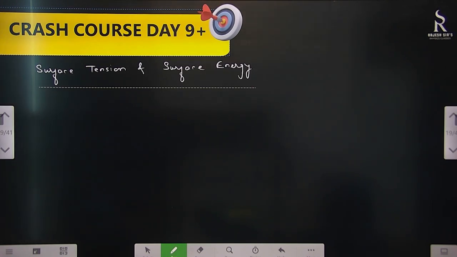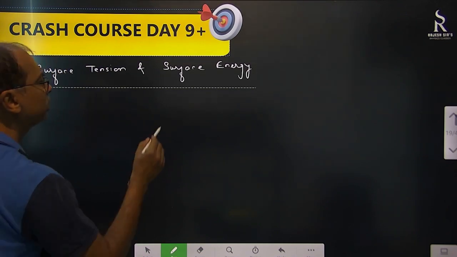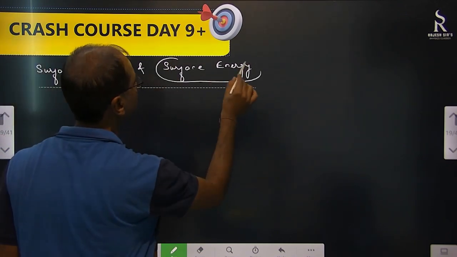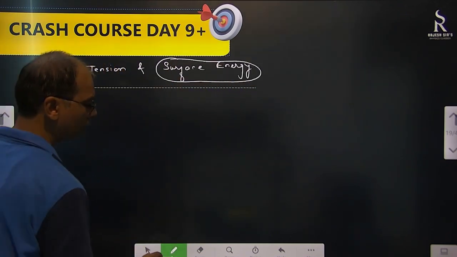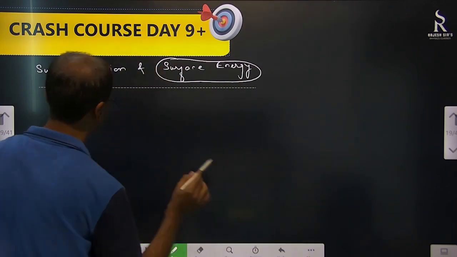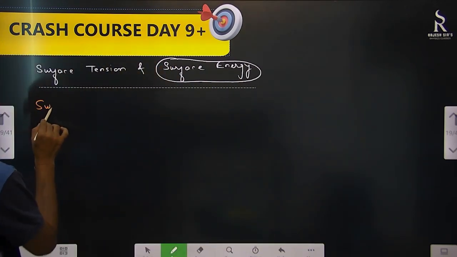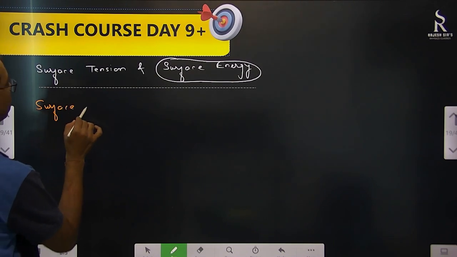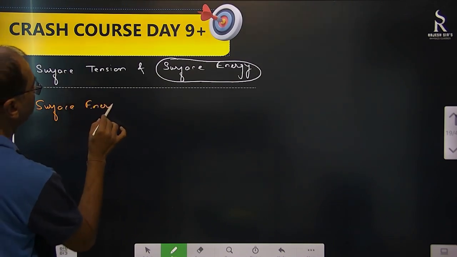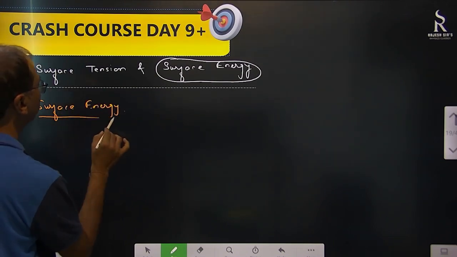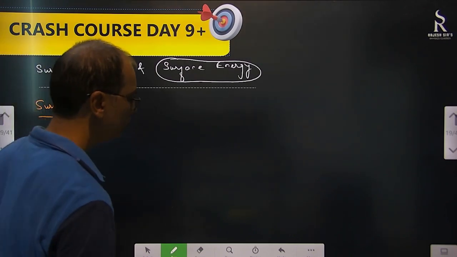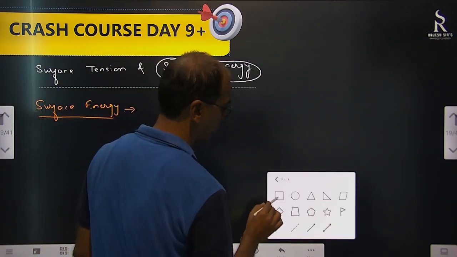Right. So surface tension and surface energy. First let's talk about surface energy here. Okay, what is surface energy? To understand that, what we will do is we will take one container. Okay, take a container first.